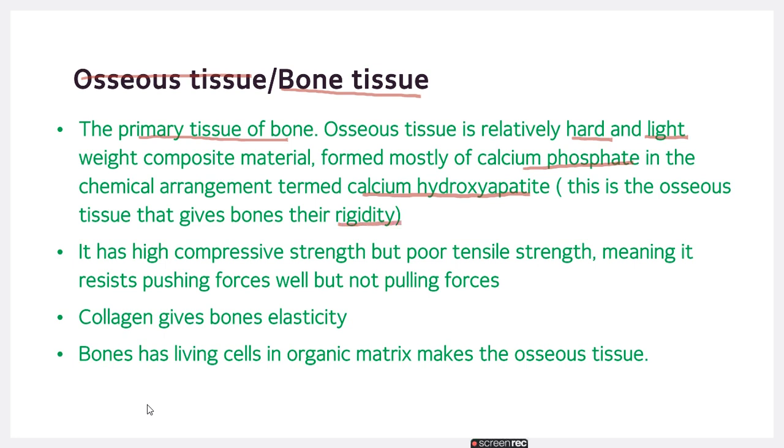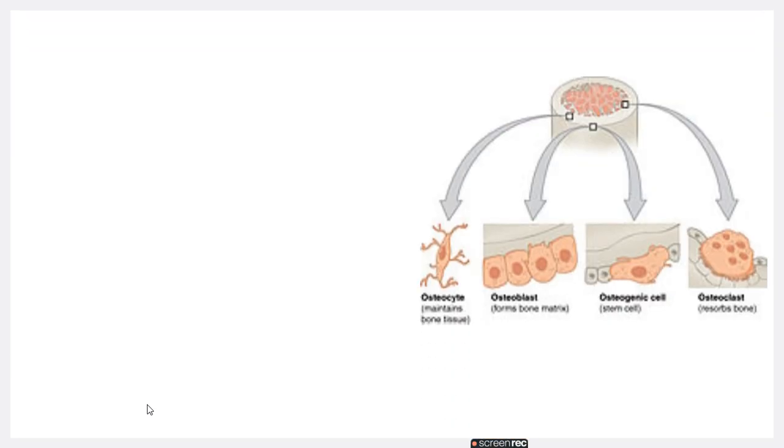Why we're talking about the bones having poor tensile strength is that they have good pushing forces but not pulling forces. They can push things, but they cannot pull things. Therefore, they have another mechanism, like the muscles. Collagen is a substance found in the bones, which gives elasticity to the bones. And bone cells are living cells, and their organic matrix makes the osseous tissue.